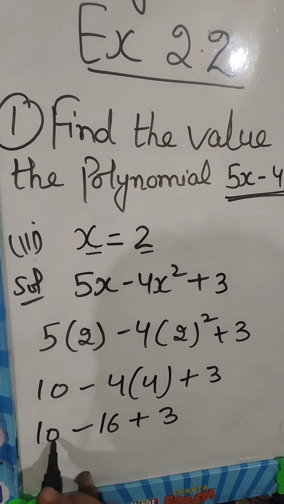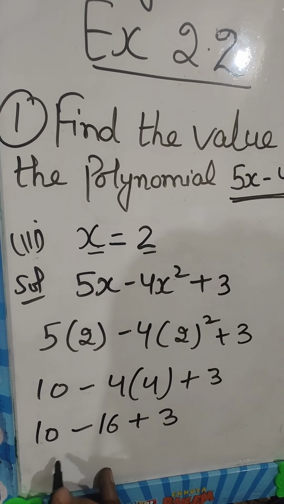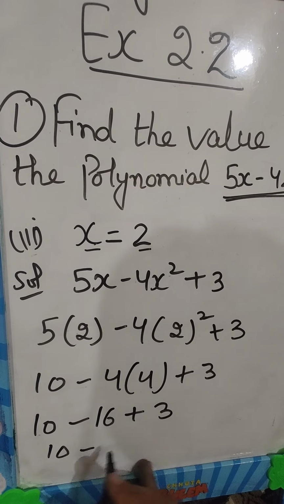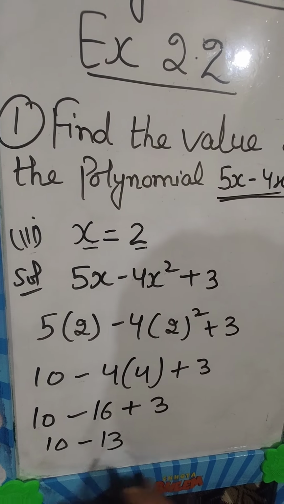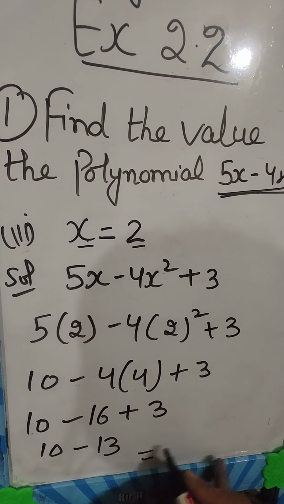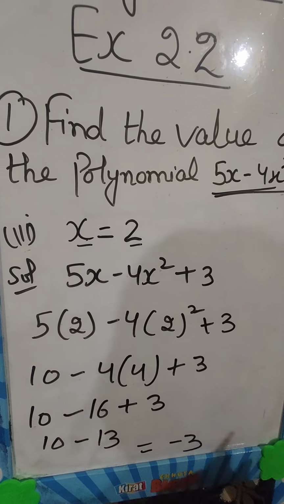Now 10 minus 16 minus 3, that is minus 16 plus 3, is equal to 13. So then we will do what? 10 minus 13 is equal to minus 3. So this will be the answer.